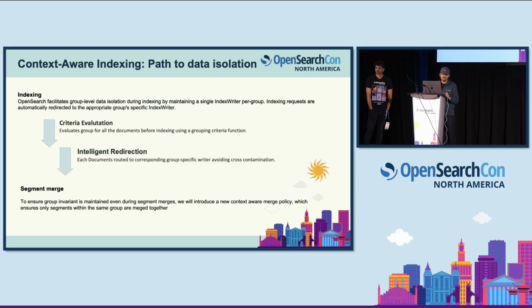What will happen during indexing is that whenever an indexing request for a particular document comes to a particular shard, OpenSearch will first evaluate the group corresponding to this document using the grouping criteria function that we discussed earlier. Once it has evaluated the group, it will redirect that document to the corresponding group-specific index writer. By doing this, it ensures that all the documents belonging to a particular group are indexed using a separate index writer within a particular shard, thus avoiding any form of cross-contamination.